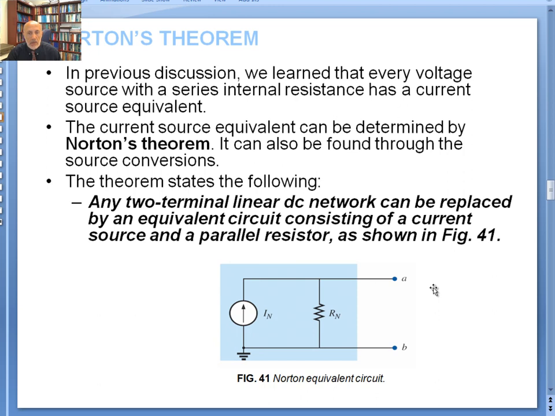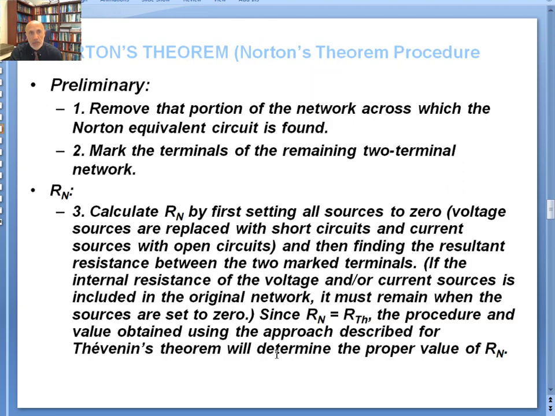Norton published his theorem about 40-some years or so after Thevenin, but to me it's a direct source transformation, nothing really new. Mr. Norton said that any two-terminal linear DC network can be replaced by an equivalent circuit consisting of a current source and a parallel resistance, and you see it in the figure here. So at any two points in network A, you can replace it with a current source and a resistor which is connected in parallel with it.